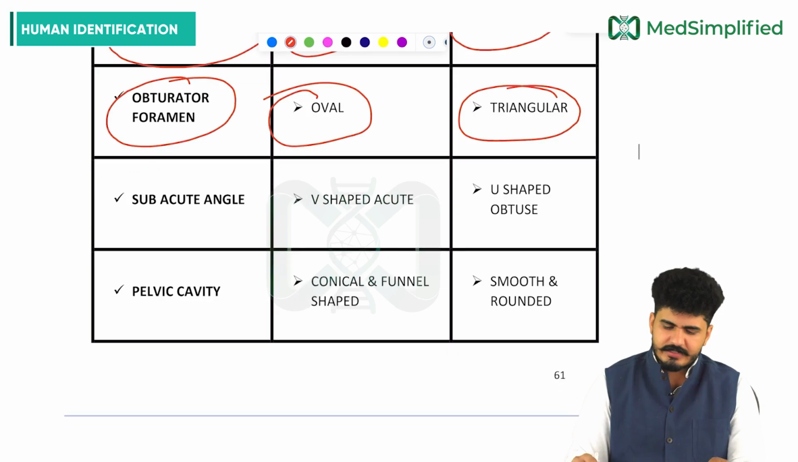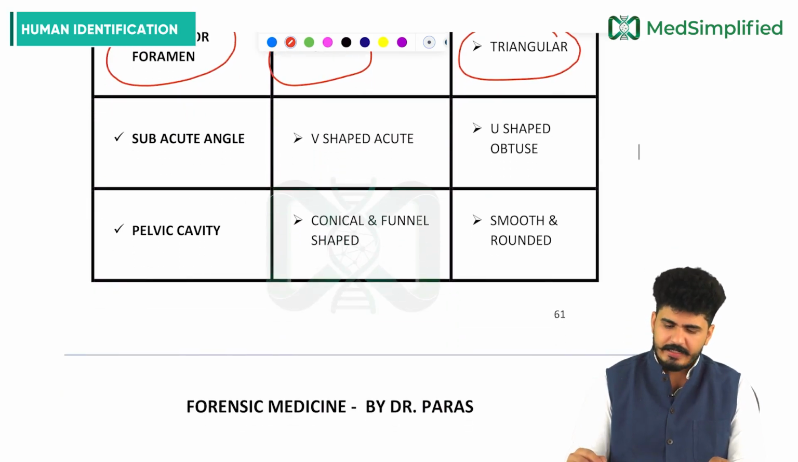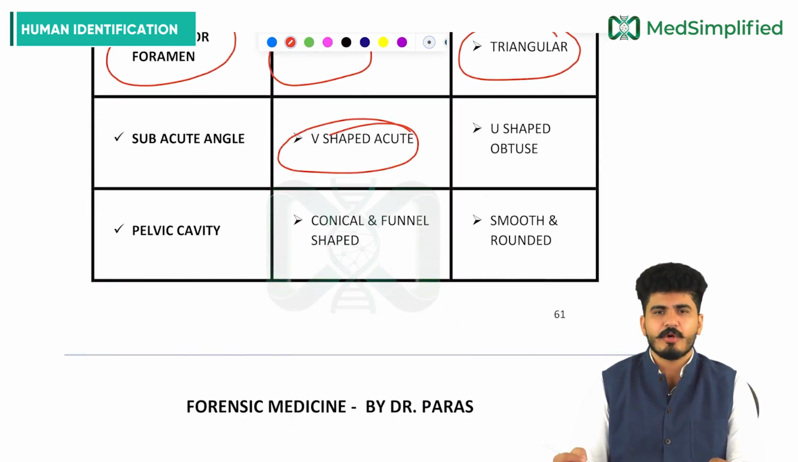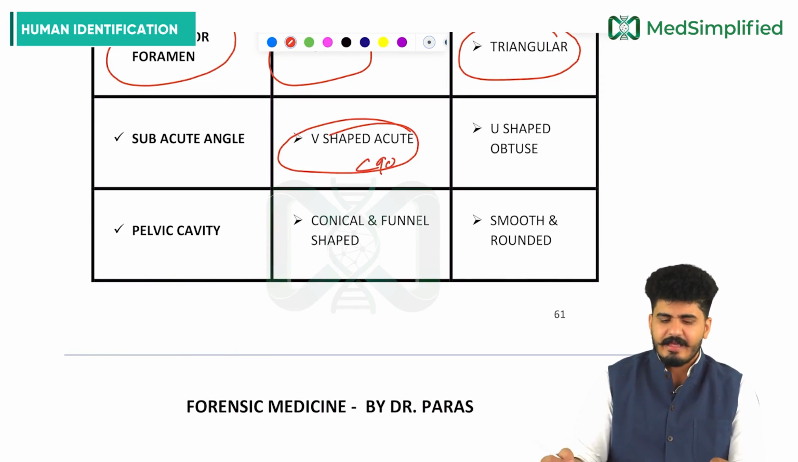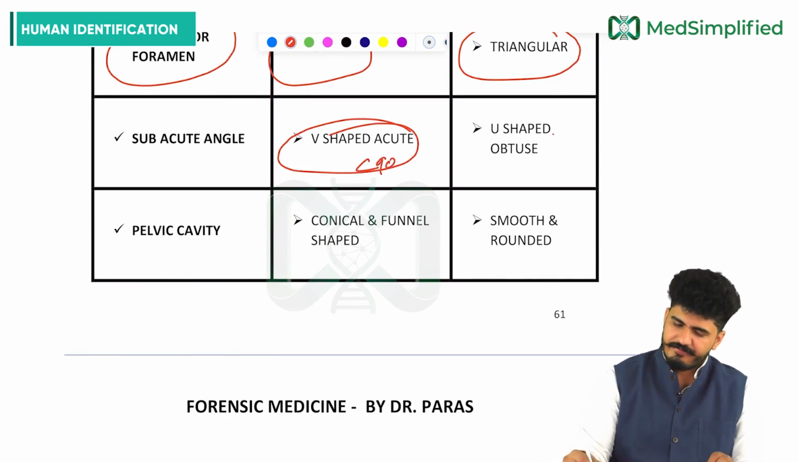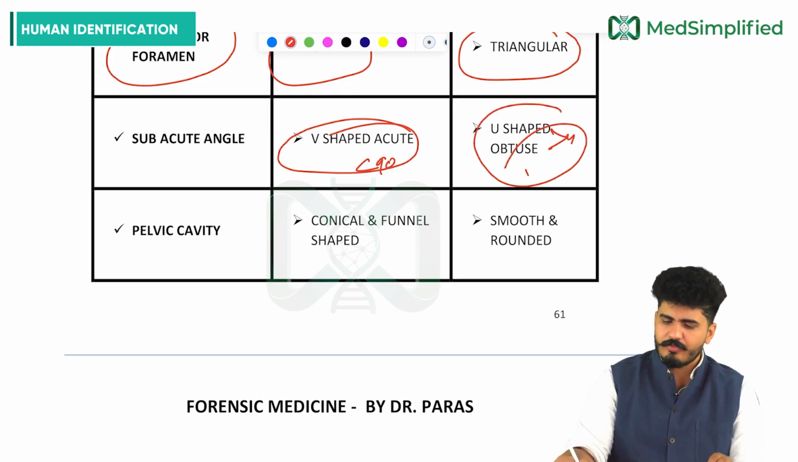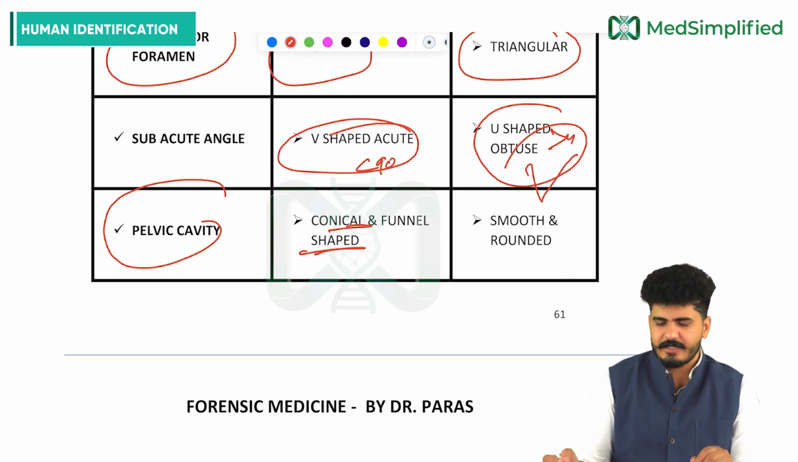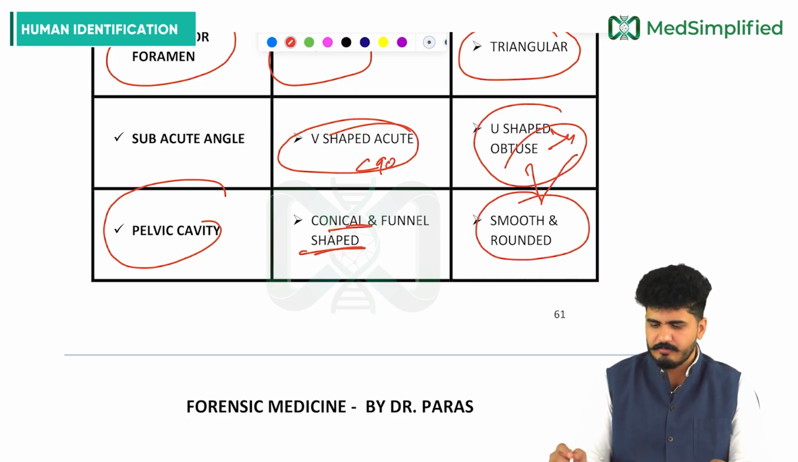The subpubic angle is V shaped because it is less than 90 degrees. And my dear friends, in the female, because it is more than 90 degrees, it looks more like a U. The pelvic cavity is conical and funnel shaped in the male, but in the female it is smooth and round.